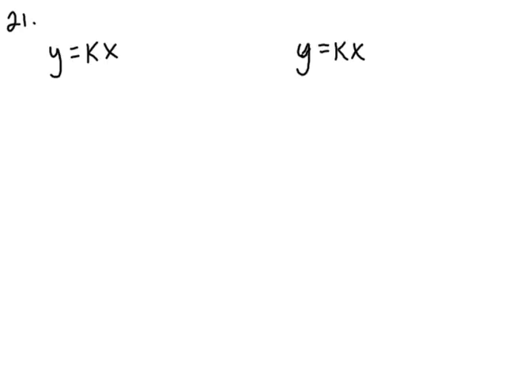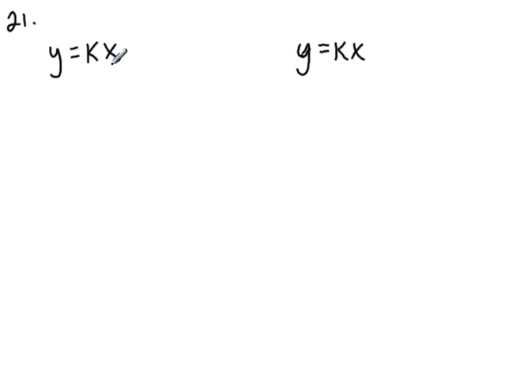Problem number 21 says the property tax varies directly with the value of the house. If $12.74 tax is charged on a house worth $98,000, how much tax is charged on a house worth $120,000? Okay, for a direct variation you have the formula y equals kx.